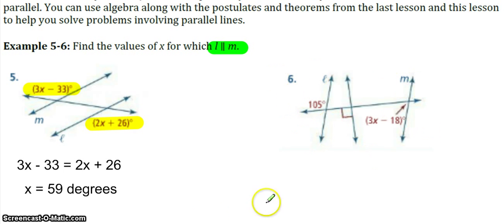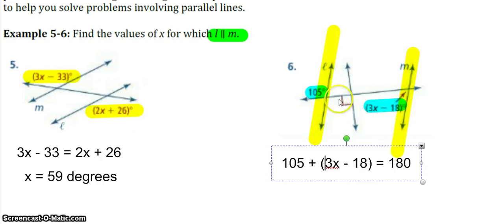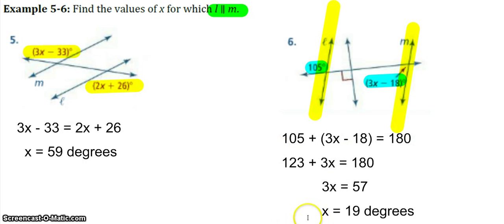Over here, it's a little bit more complicated, so take a minute and try to solve that out. From looking at what actually matters, we can let go of this line right here. It really isn't doing anything for us. We see that the 3x minus 18 and the 105 would actually be supplements of each other and add up to 180, and then we can use algebra to solve from there. And when we write it all out, we find that X would be equal to 19 degrees.